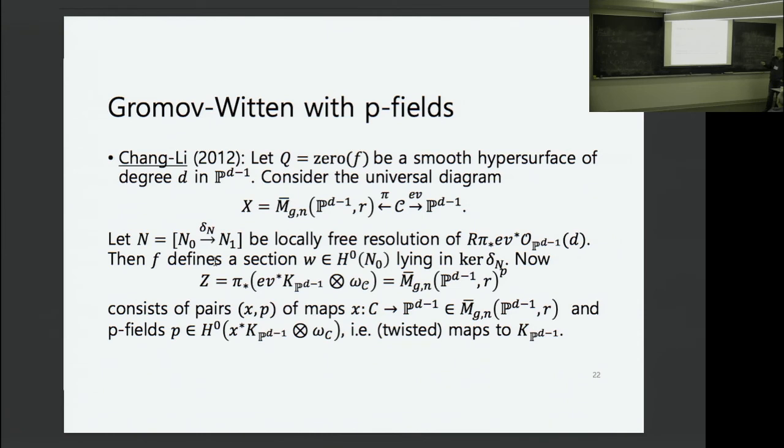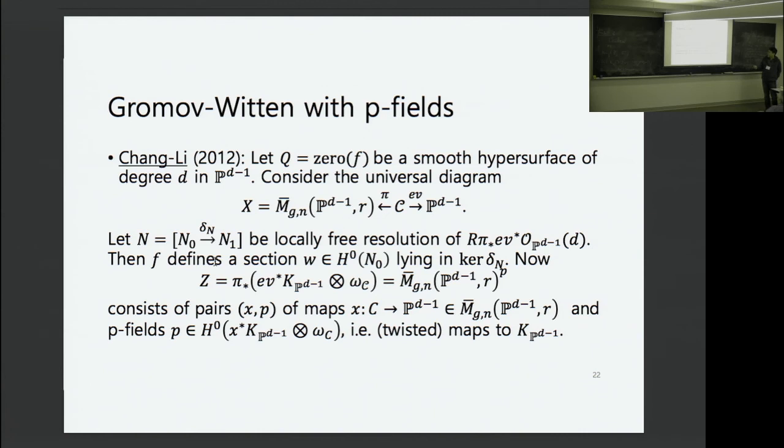Okay, then we had F here, and this F gives me a section of N0. If you have a section of O(D) on P^(D-1), you can pull it back to C and push it down to X. So it gives me a section of N0 lying in the kernel of delta N. So we are now exactly in the setup I explained before. So we can think about the enlargement of X, that's Z. And what we have to do is add something called a p-field. If you have a map from C to P^(D-1), you have to add a field p, which is a section of the pullback of the canonical line bundle of P^(D-1) tensored with the dualizing sheaf of the curve C.